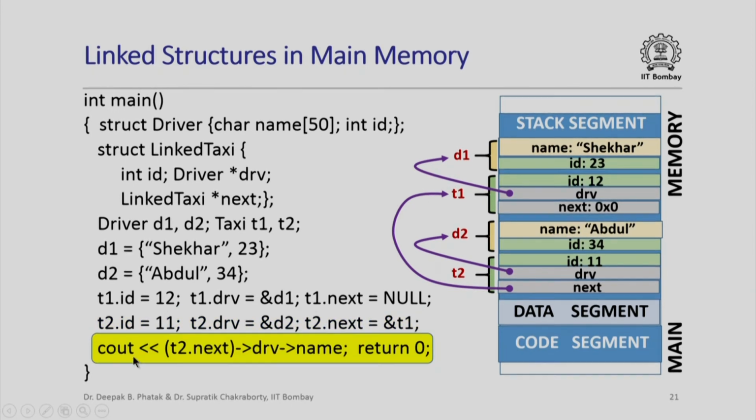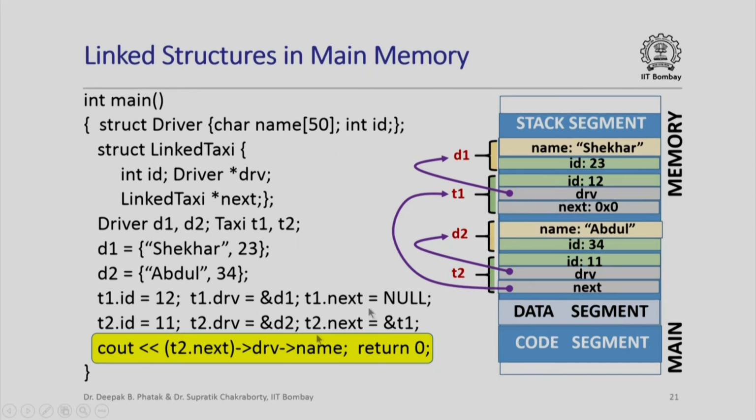And now if we execute this output statement, what will get printed? Well, we will first access t2.next, that's a pointer. So now we will have to see what object that pointer points to, and we will have to access the DRV field of that object. That also happens to be a pointer.